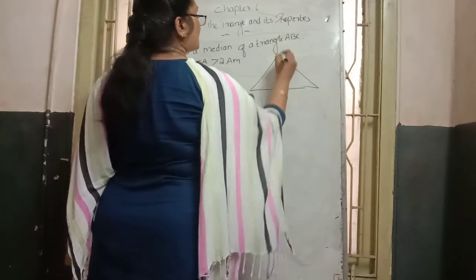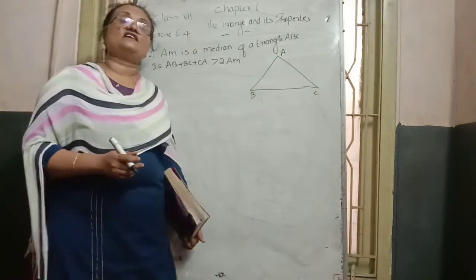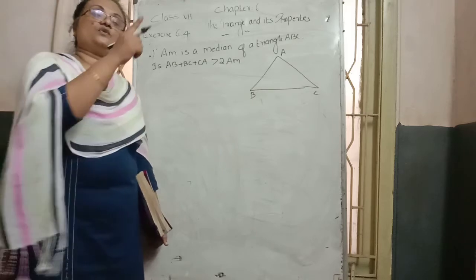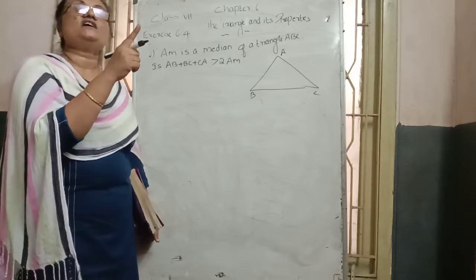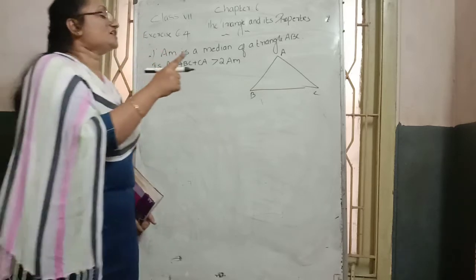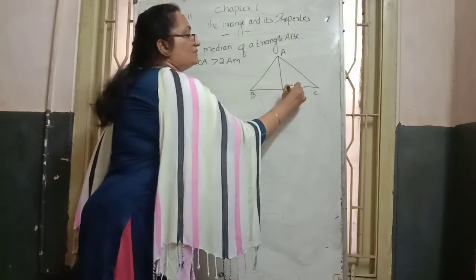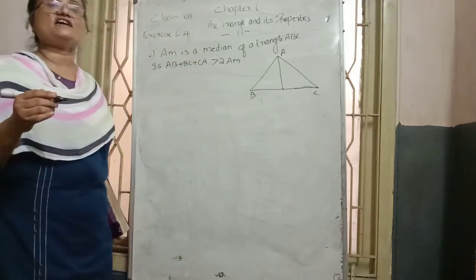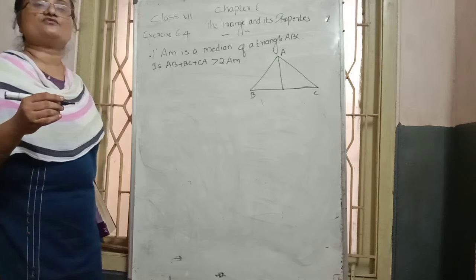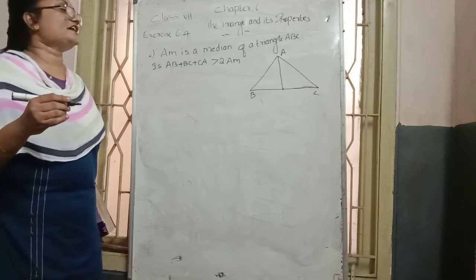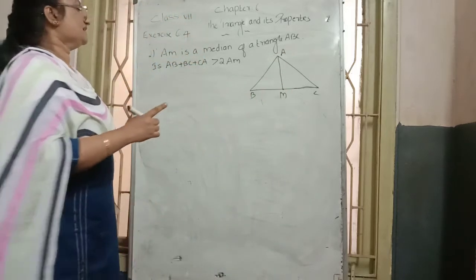We can mark the triangle with the letters ABC. Then which is the median? Last class we learned that a median is a line drawn from a vertex to the midpoint of the opposite side of a triangle. From a vertex, we draw a line to the midpoint of the opposite side, and we get a median. Here we mark AM as the median.